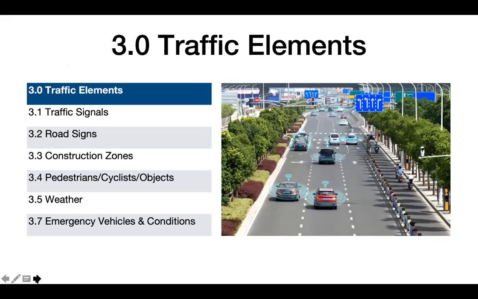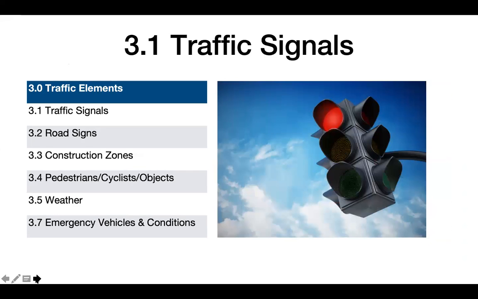Now we're on to traffic elements. So the category of traffic elements has several different subcategories. How to identify traffic signals, how to identify road signs, construction zones, pedestrians, weather, and emergency vehicles and conditions. So we'll do the same thing here for traffic elements.